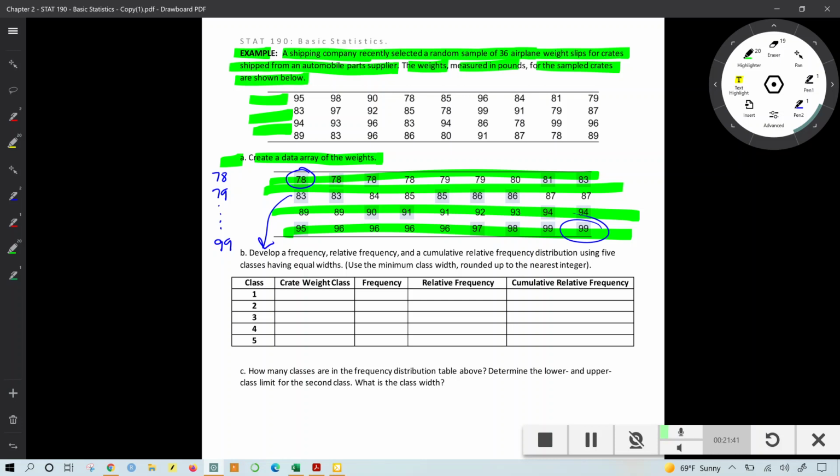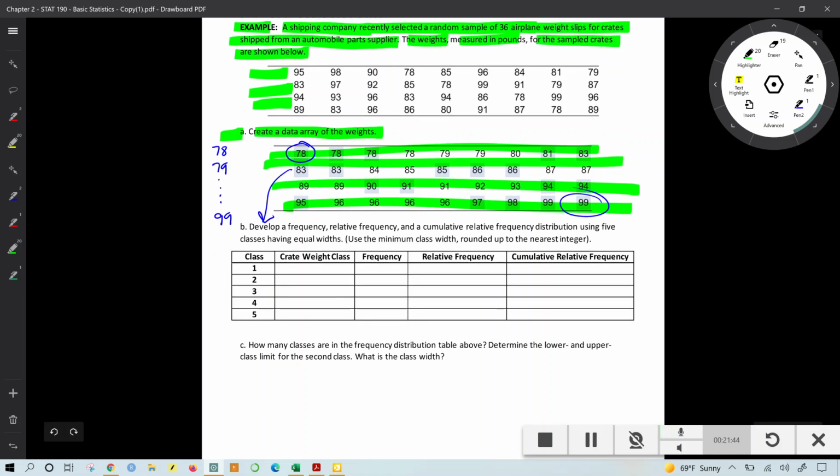So what am I going to do? First of all, I will need to determine how many classes or groups I would like to group all of these numbers into. I would like to divide them into 5 groups. If I choose, for example, to start with 78, the next thing is, how far should I go? In other words, you want to determine what is called the class width.